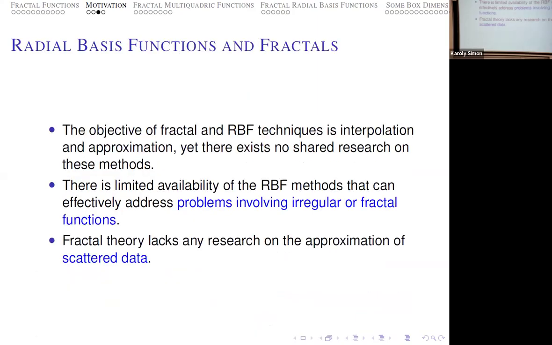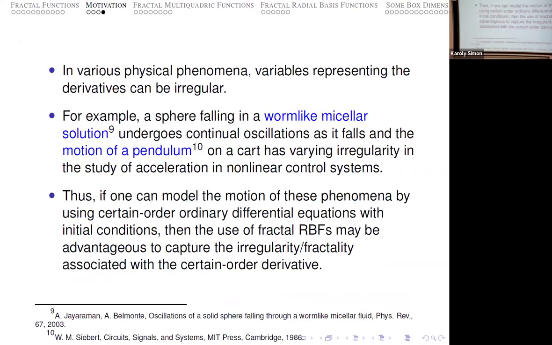What is our objective? The radial basis function is used to approximate any function, and fractal interpolation is also used for interpolation as well as approximation. So they have much in common. That's why we thought whether we can combine these two different areas and develop some new things.